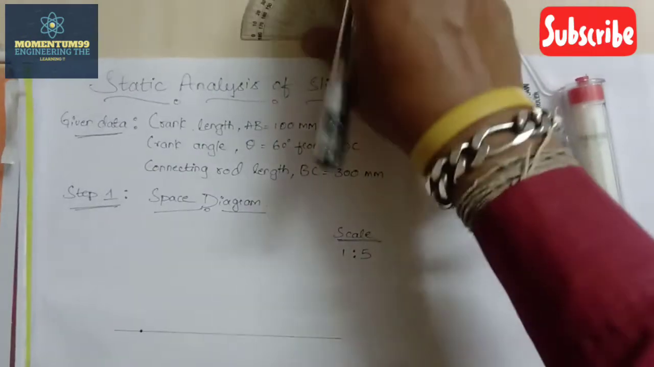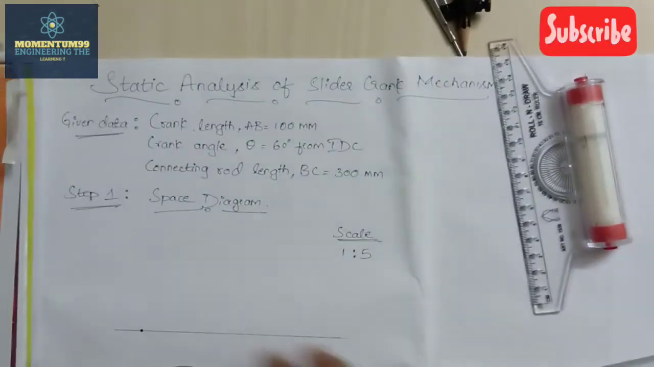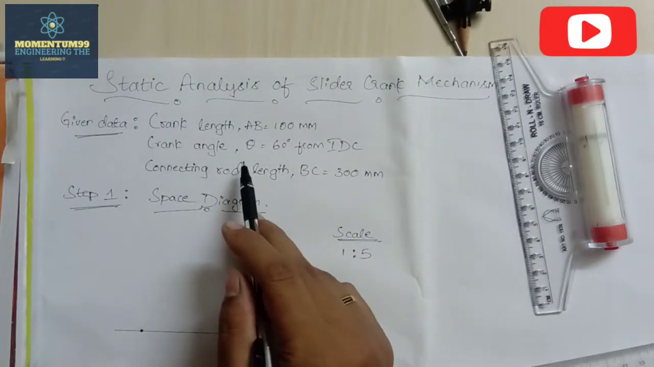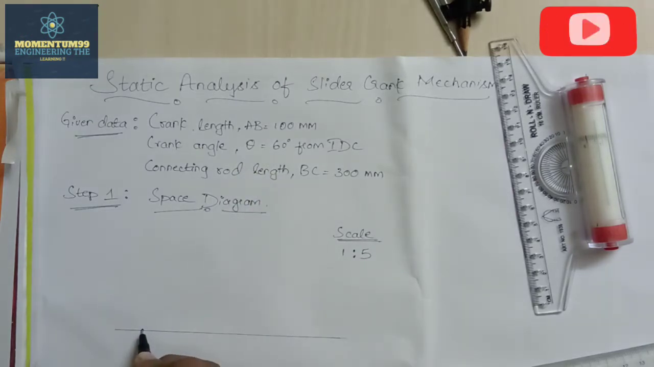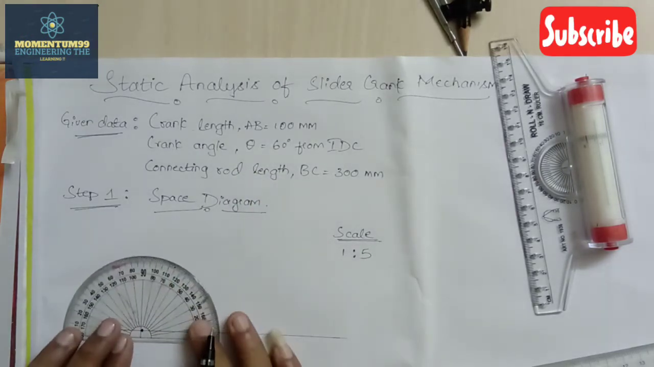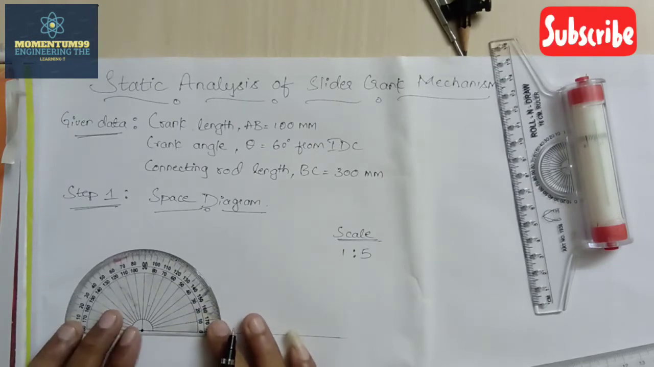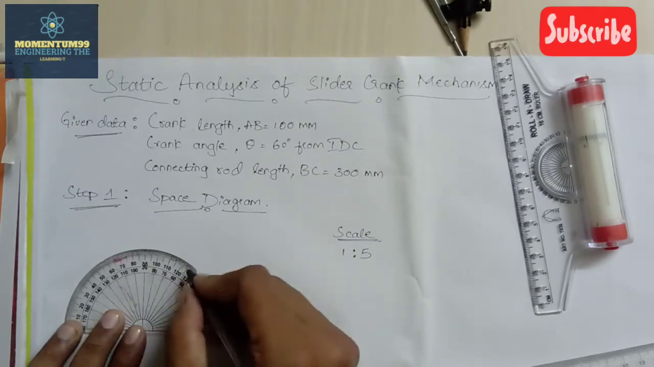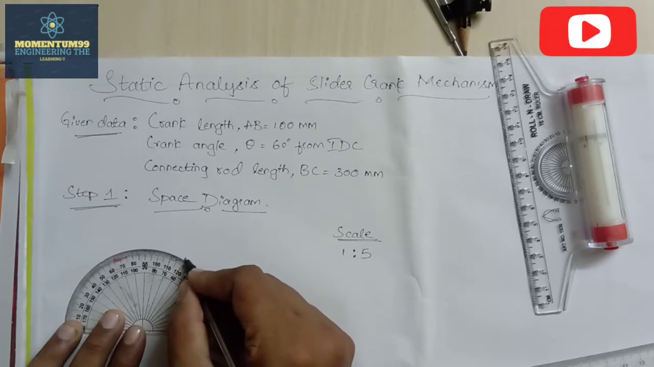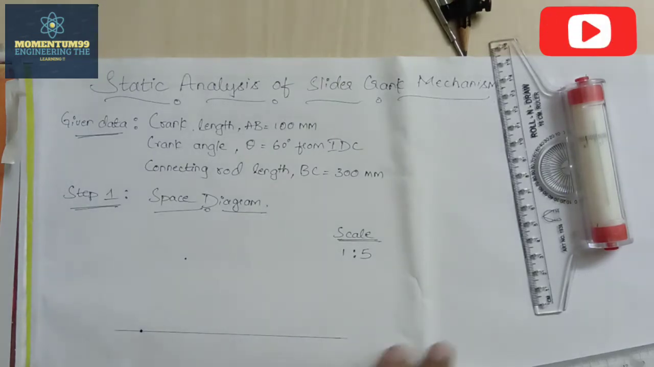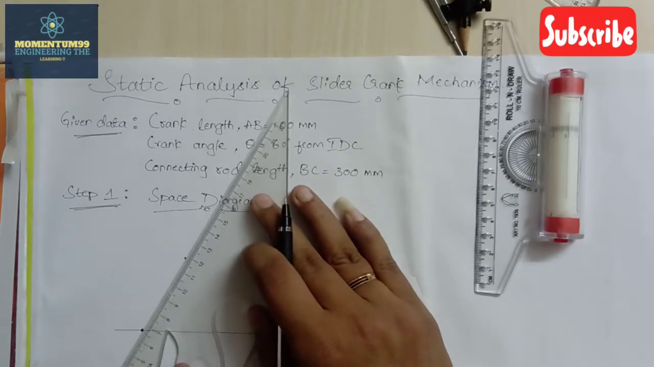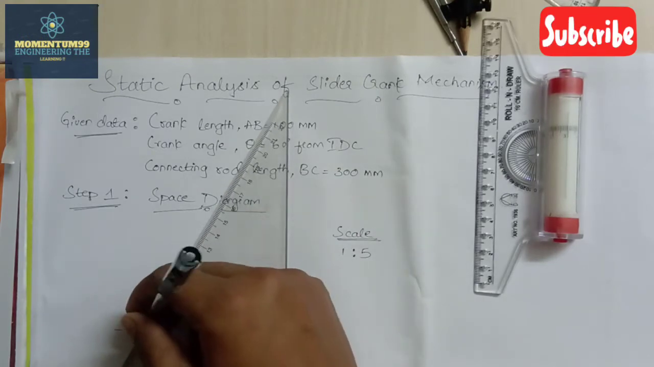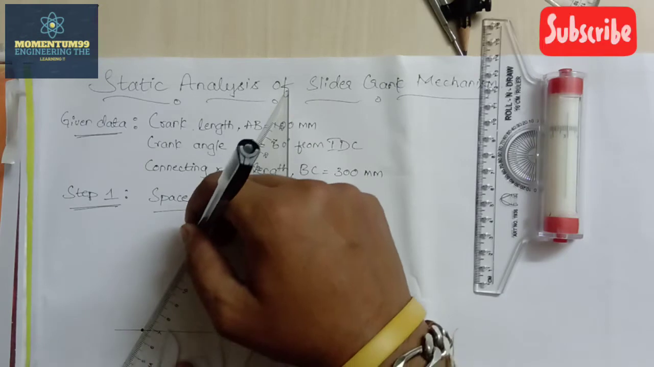Now next step, with the help of your protractor, since the crank angle is given as theta equal to 60 degrees, I'll take this arbitrary point here. With the help of my protractor, I'll be marking 60 degrees here in the anti-clockwise direction. Now connect these two points with the help of a thin line so that we will be able to draw the line with respect to the dimension. Just draw a thin line now.